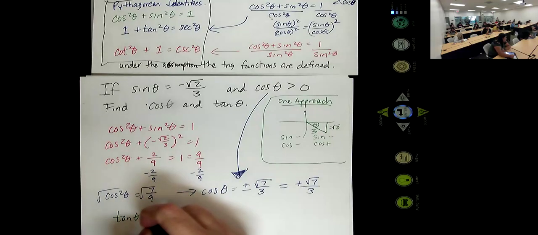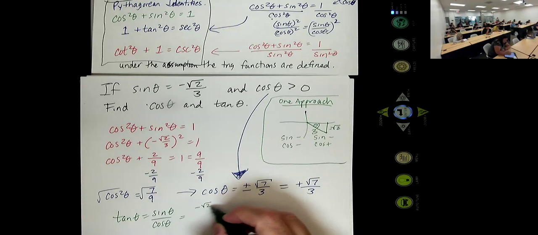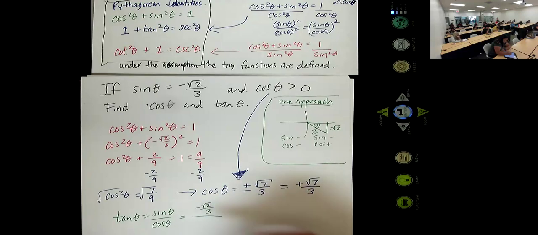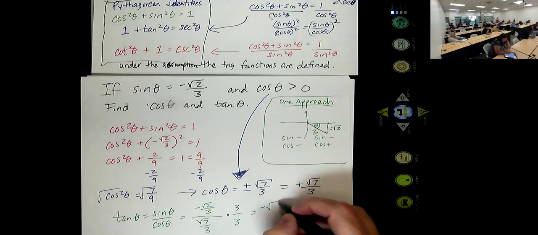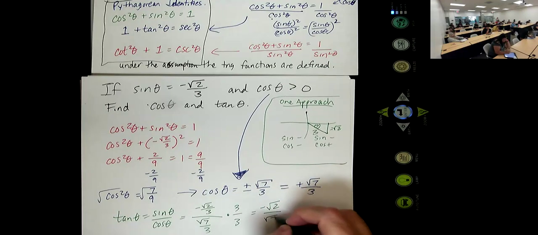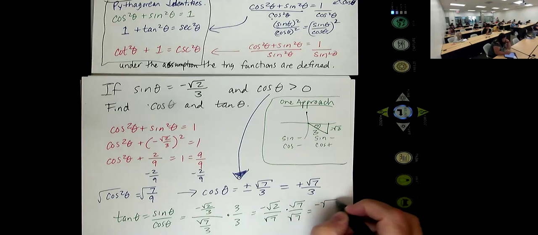Finally, we'll finish it off with tangent is sine over cosine. Give square root of 2 over square root of 7. Get negative square root of 14 over 7.